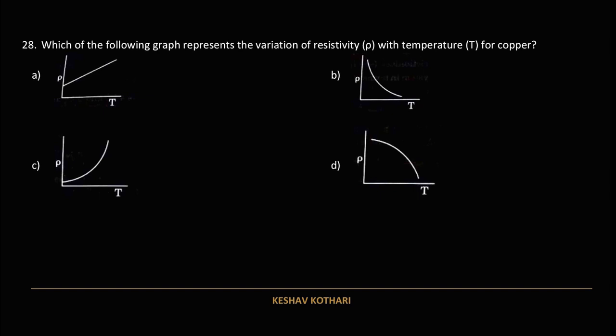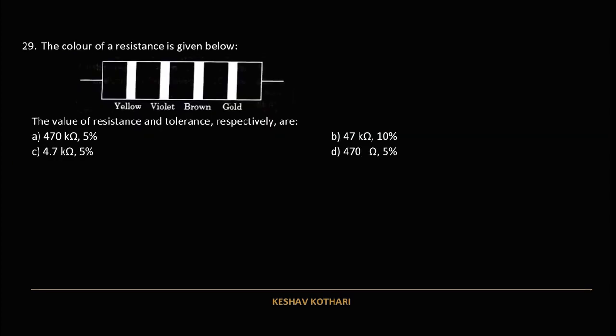Which of the following graphs represents the variation of resistivity with temperature for copper? So for this we are going with this third one. It is from the NCERT text. So we are going with this, that the graphical variation of rho with T for a copper wire is in this way. Rho with the temperature variation is something like this. Let us move to the next problem. So in this particular problem, it is asked the color coding of a resistance is given below, that is yellow, violet, brown and gold. So for this one, the answer is 470 ohm, 5%. That is option D is correct. Let us move to the next problem.